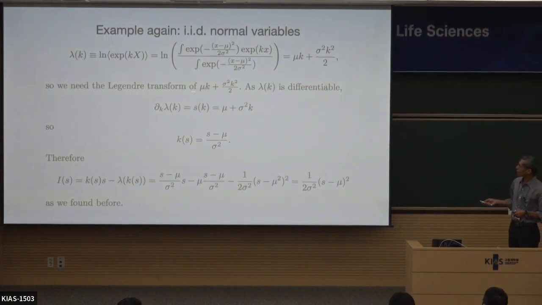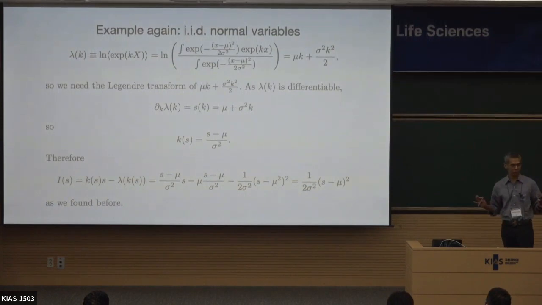Now we need to do a Legendre transform of this. Lambda of k is definitely differentiable, right? And so it tells us that the derivative of lambda with respect to k, which is supposed to be s as a function of k, is just mu plus sigma squared k. So we can invert this. k as a function of s is (s minus mu) over sigma squared. Just basic algebra. That's it.